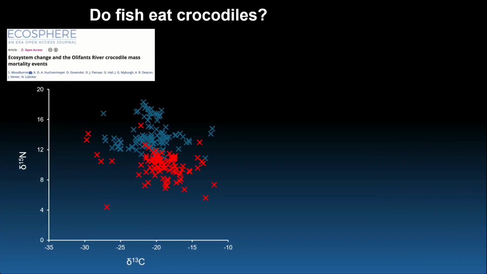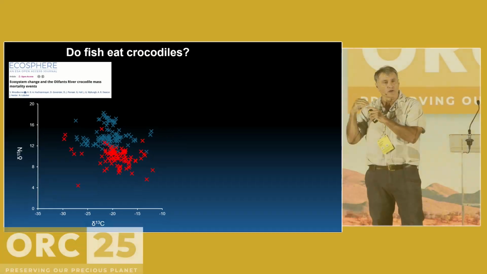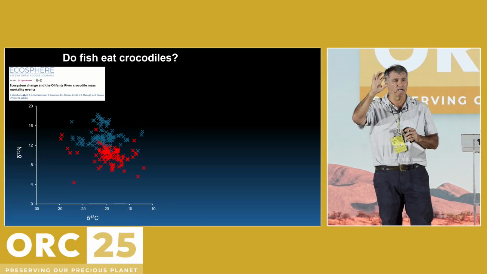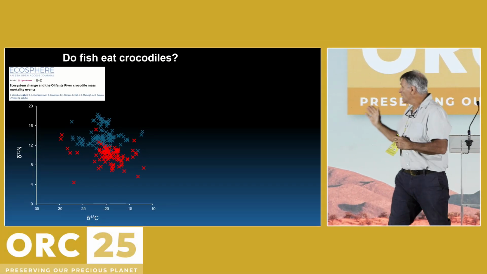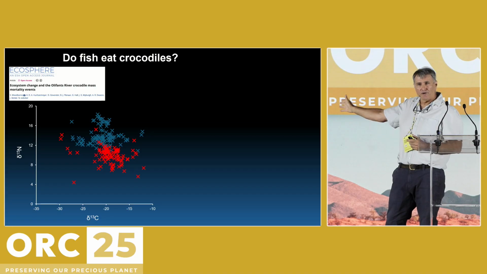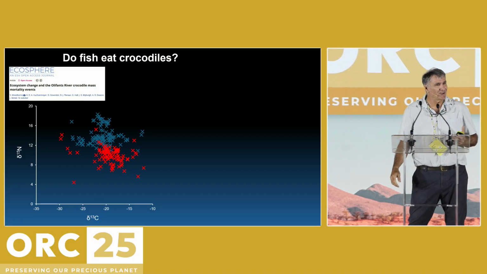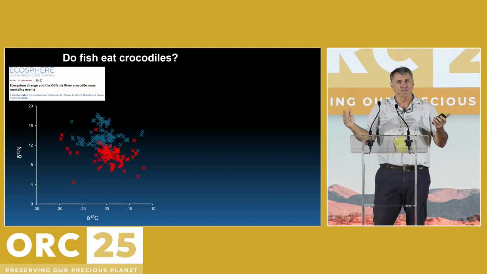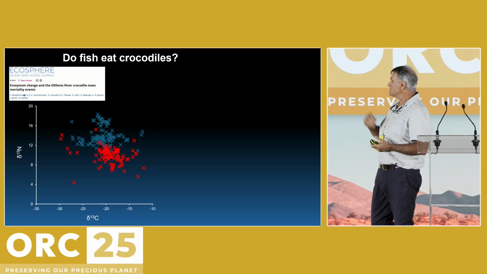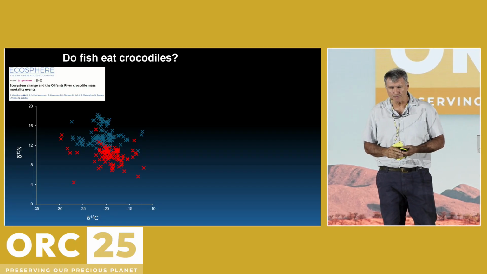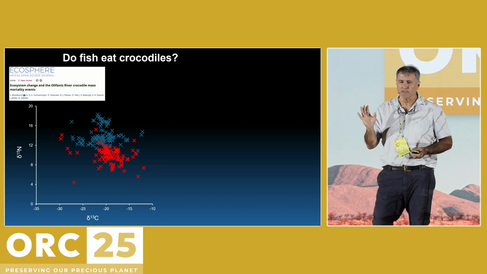Now, I'm not going to go into the details of stable isotope analysis, but we measure the isotopes of carbon on the x-axis, nitrogen on the y-axis, and it's the nitrogen that separates trophic levels. So we would have expected crocodiles that are eating fish to plot higher than the fish. What we actually have here are the red crosses are the crocodile measurements, and the blue crosses are the fish. And so what we have to conclude is that the fish were eating crocodiles. This is absurd.